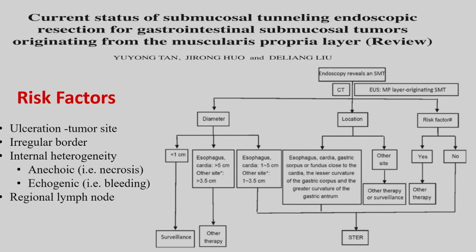This is for the GIST, which are involving the muscularis propria. So it depends on what is the size of the lesion, what is the location, and what are the risk factors. Those who have risk factors, they should directly go for surgery. Those which are less than 1 centimeter, they should undergo surveillance. Those who are in the esophagus, size 1 to 5 centimeter, other areas up to 3.5 centimeter, they can go for STER procedures.